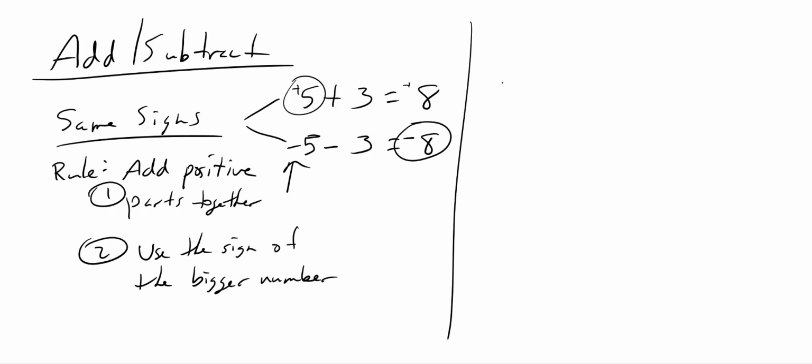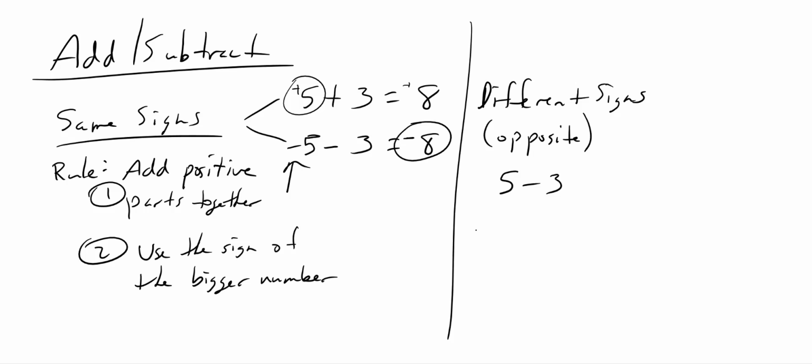So let's do different signs. Or we can say opposite signs. Okay, so let's use the same numbers here. We'll say 5 minus 3 or negative 5 plus 3. So notice this is a positive 5 and a negative 3. And this is a negative 5 and a positive 3. So now this is what our rule is going to be.